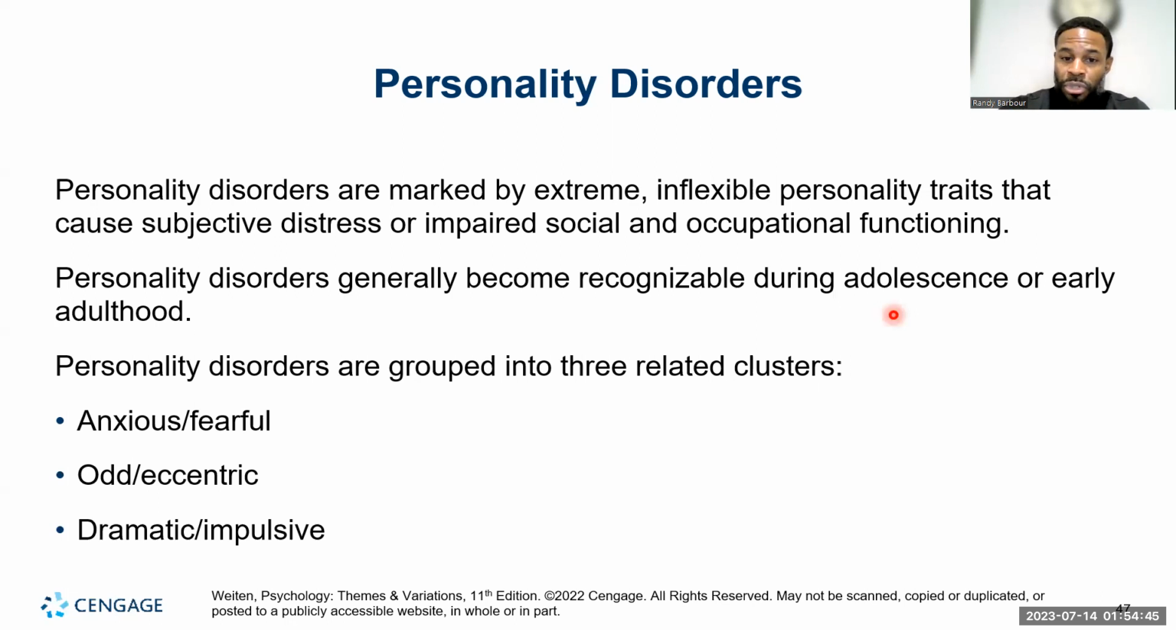Personality disorders generally become recognizable during adolescence or early adulthood. And so you get to see different personalities as they evolve. Over the course of time, someone being a little more eccentric is different, right? You're looking at the normal kid in the classroom, and then there's just something off, really eccentric, a little odd about someone. You've got hyper anxious and fearful people. You've got really dramatic and really impulsive individuals. Again, those are the personality disorders that are grouped into those different clusters.